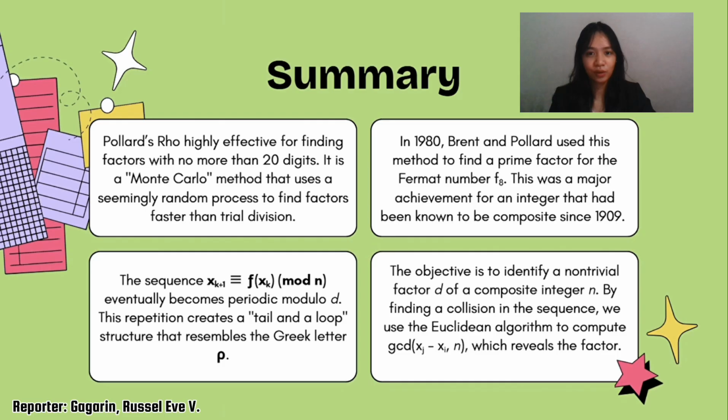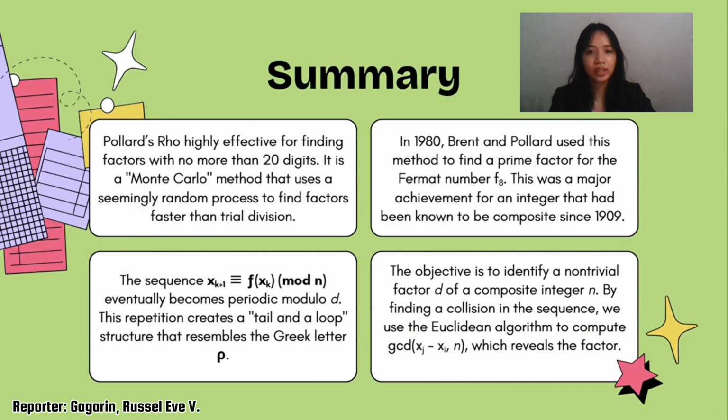Thank you, Michiko, for those clear examples. To conclude our presentation, let's wrap up everything that was discussed. As they said earlier, the power of this method lies in its efficiency. It is a Monte Carlo method, which means it uses a random-like process to find factors with up to 20 digits, much faster than trial division.